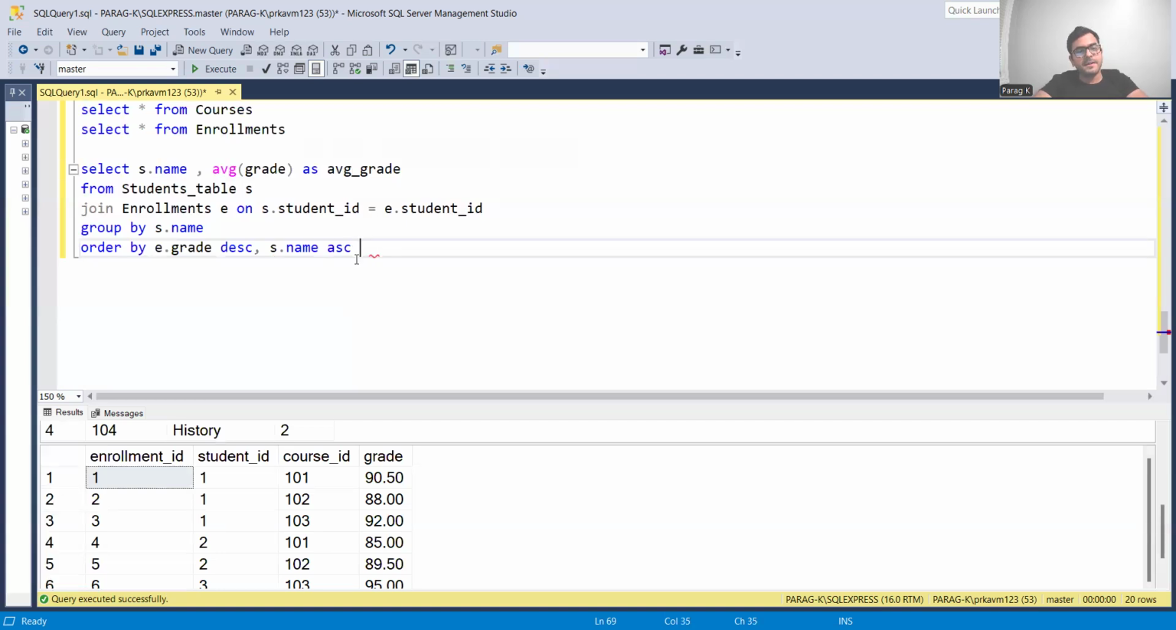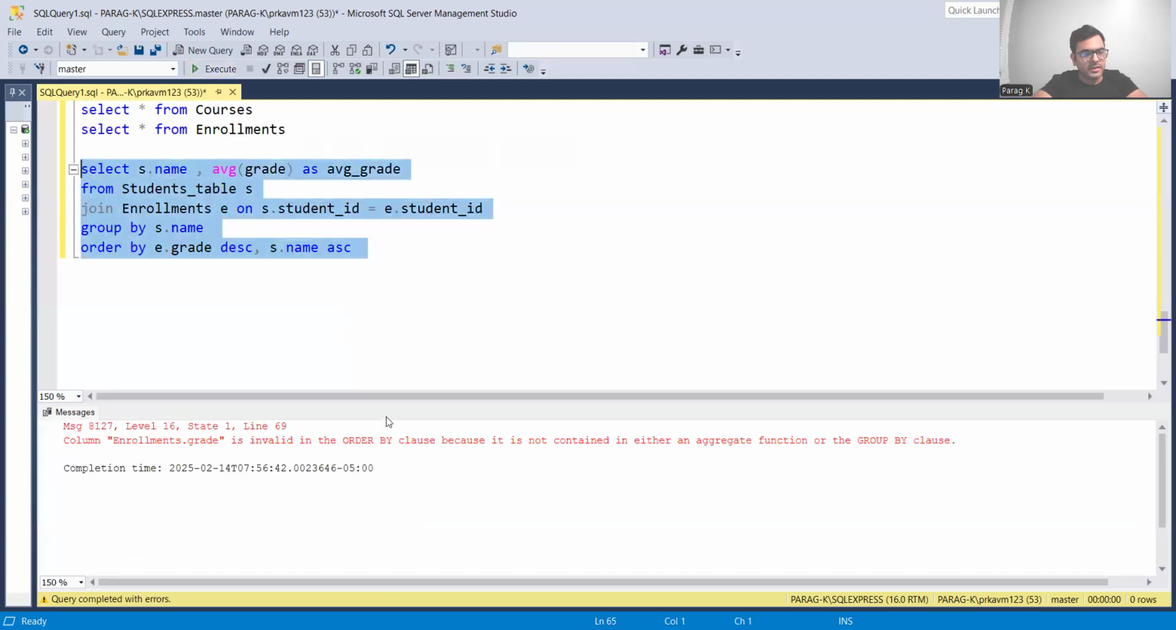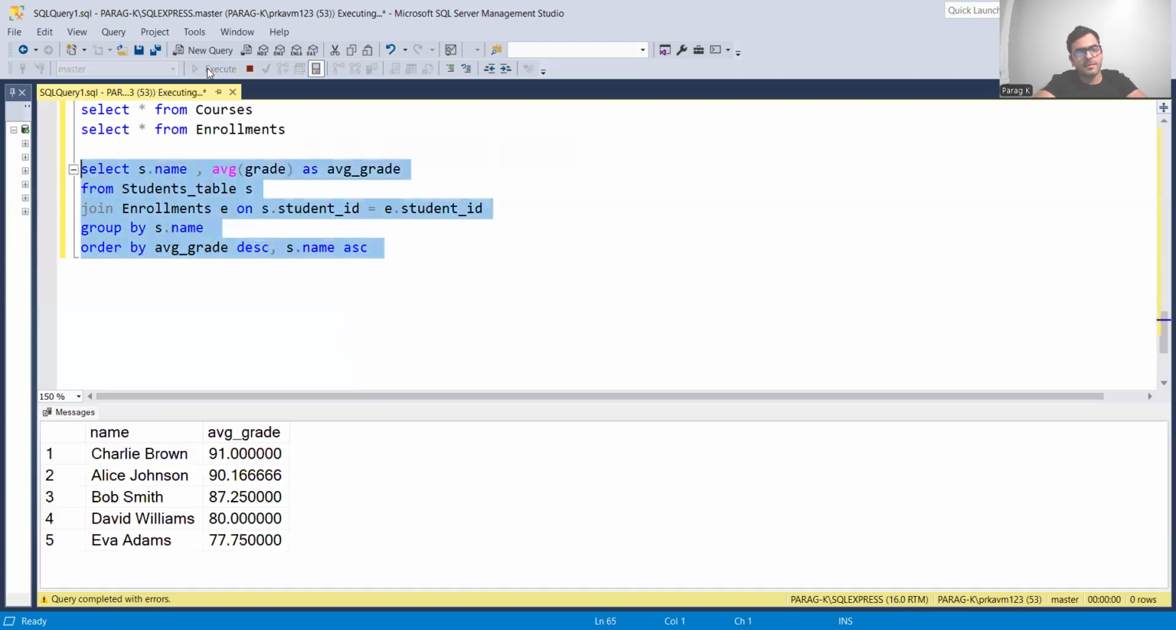Let me see if this is the right query. What are we getting here? It says enrollments are invalid in order by. So what if I use average grade here? Okay, let's try this.